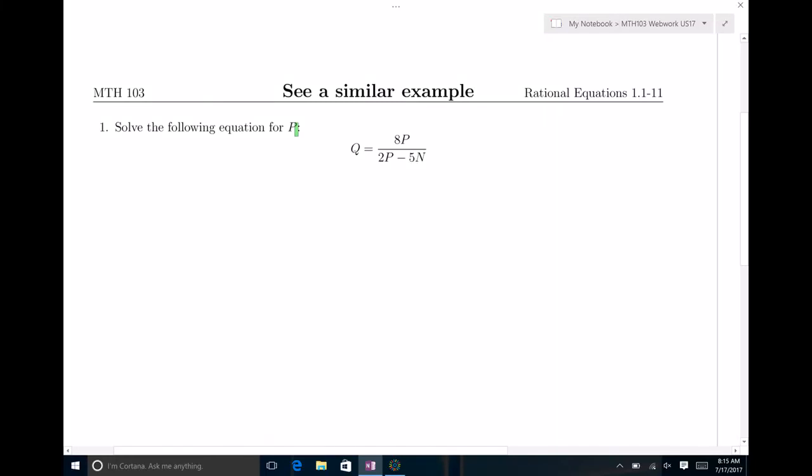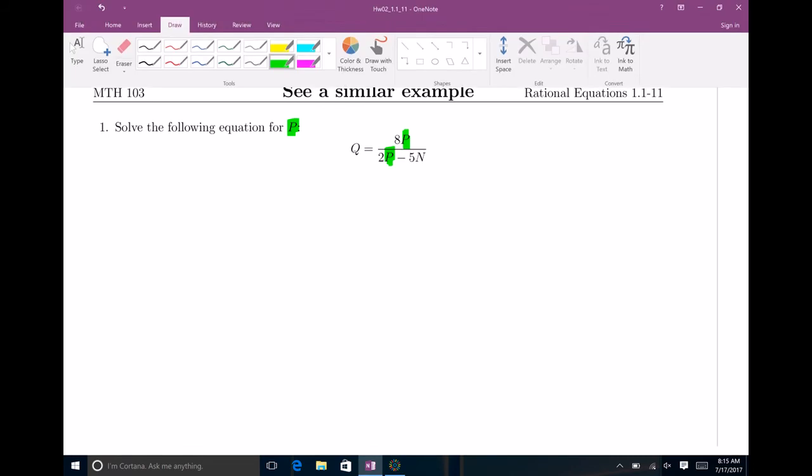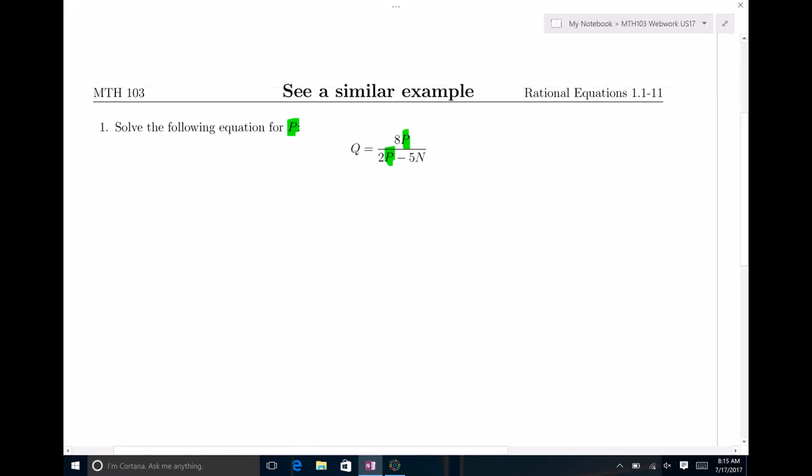Since I need to solve for p, I note that the p's are intermingled in the numerator and denominator of this fraction. So I start by finding the LCD of both sides of this equation. And since I have q over 1 on the left hand side, the LCD of 1 and 2p minus 5n is just 2p minus 5n. So I start by multiplying both sides of my equation by 2p minus 5n.